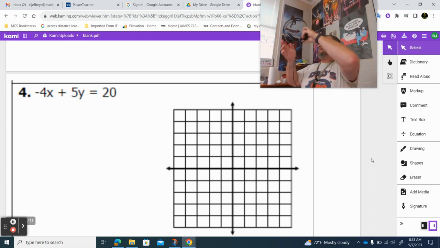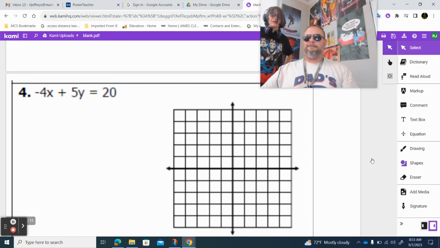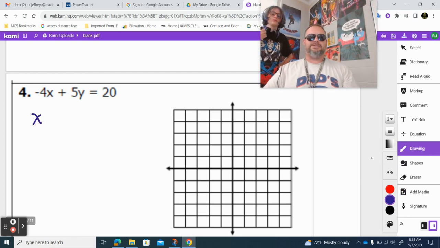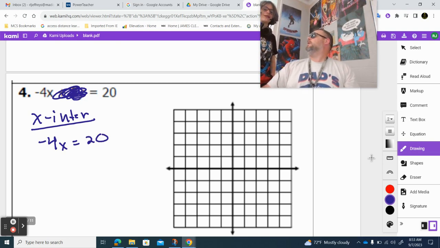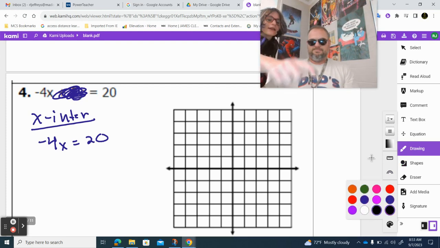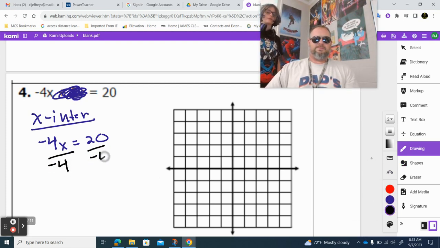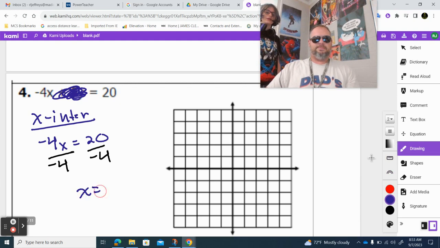All right, ready? I'm gonna put these on. All right. So you tell me what to do. If I'm trying to find the X intercept, what do we do? First of all, cover up the Y intercept. And then what do I do? So you divide -4 by -4x and 20. Like that? Yes. Okay. Now what do I do? And then you just solve. All right. Now what do I do? You set it up on the graph.